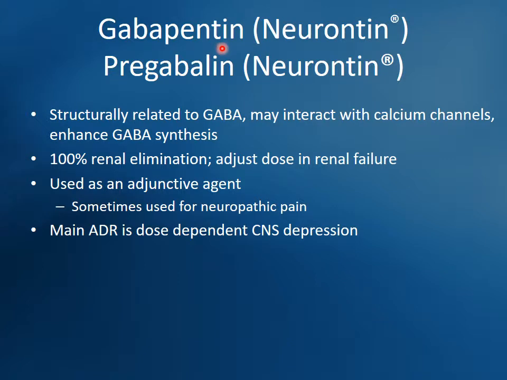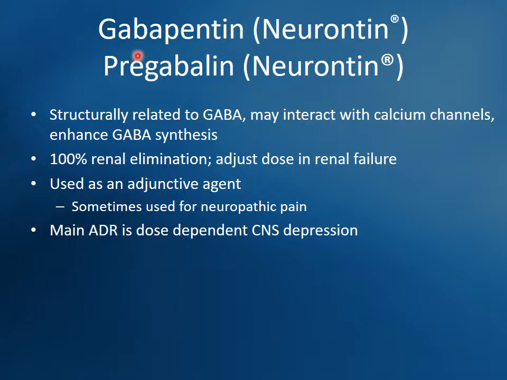Anyone ever heard of Neurontin, or actually I probably should have corrected that. This should be Lyrica on here, but anyone ever heard of Gabapentin or Pregabalin? Where do we use these a lot? Good to think about. Yeah, so neuropathies are going to be a big one. So think about like fibromyalgia, diabetic neuropathies.